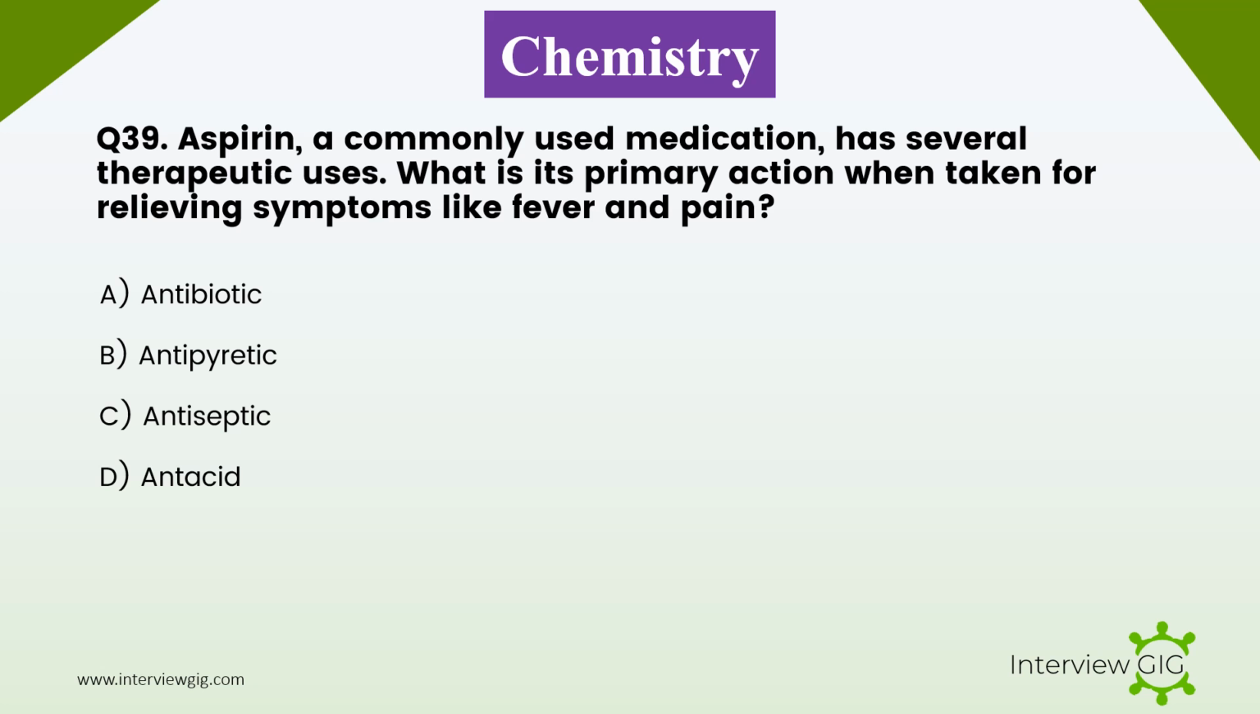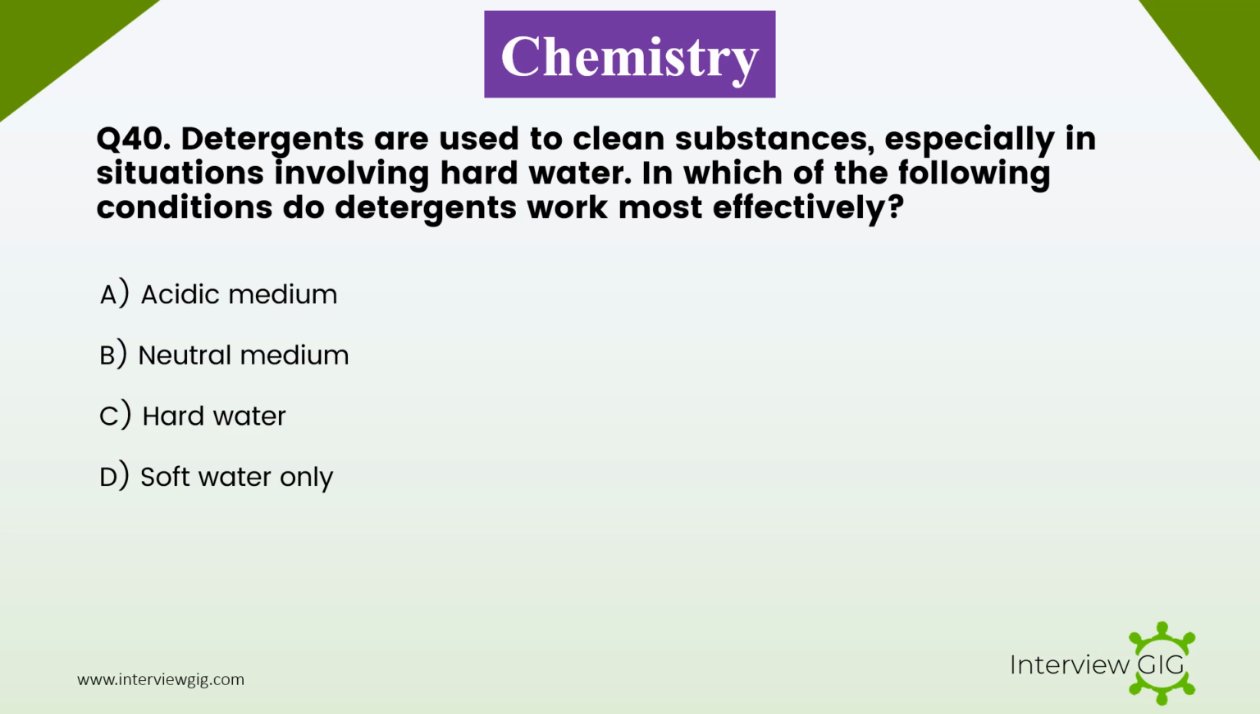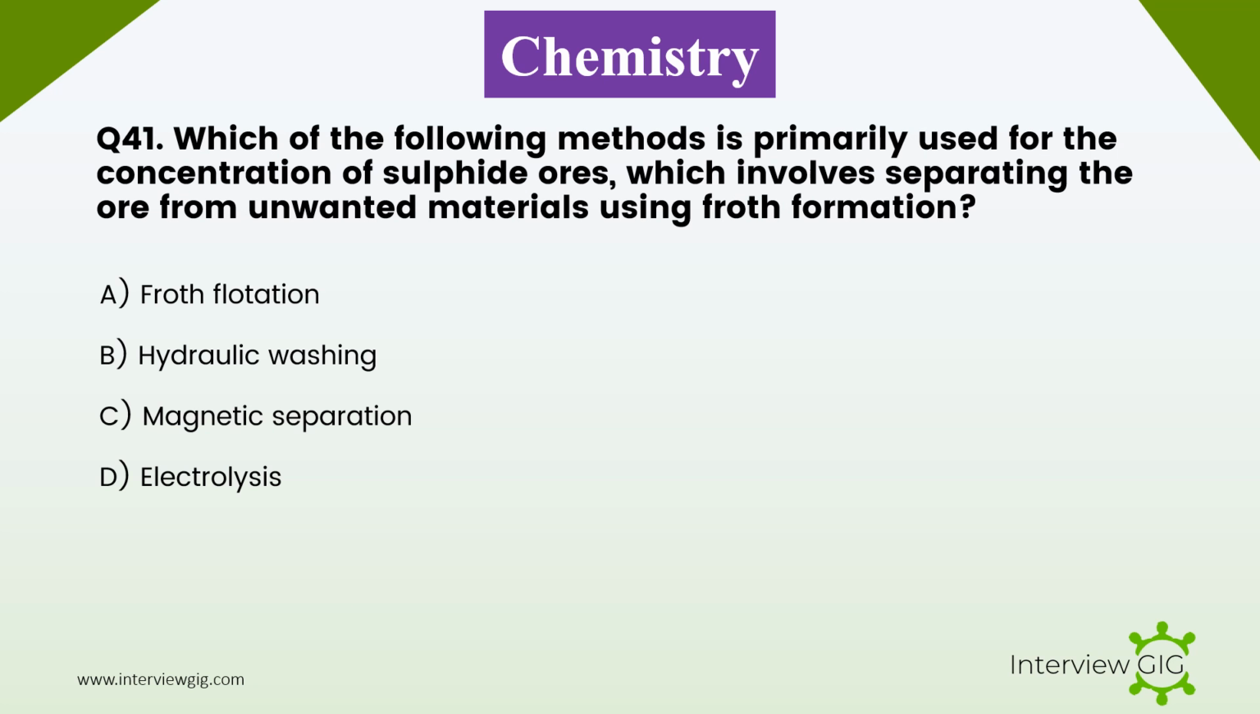Proteins. Next question. Aspirin, a commonly used medication, has several therapeutic uses. What is its primary action when taken for relieving symptoms like fever and pain? A. Antibiotic. B. Antipyretic. C. Antiseptic. D. Antacid. Answer B. Antipyretic. Next question. Detergents are used to clean substances, especially in situations involving hard water. In which of the following conditions do detergents work most effectively? A. Acidic medium. B. Neutral medium. C. Hard water. D. Soft water only. Answer C. Hard water. Next question.